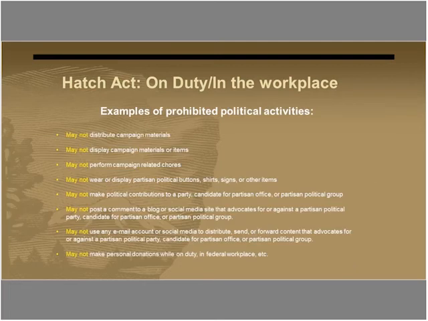Let's get into a little bit of the specifics of some of the prohibited political activities that we can't do while on duty or in the workplace. So obviously we cannot distribute campaign materials, right? Any materials that are directly tied to a partisan political candidate or one of those political parties or groups, we can't distribute or display those while in the federal workplace. Can't perform campaign-related chores while you're on duty or in the federal workplace.